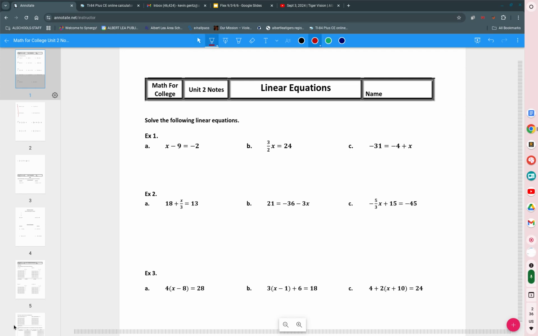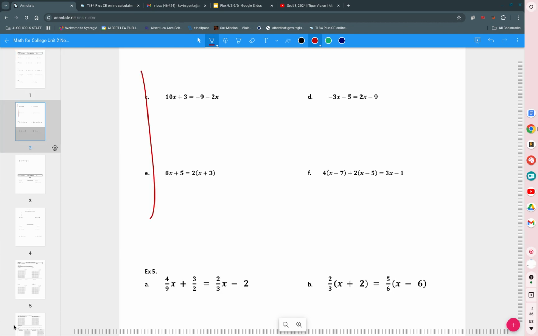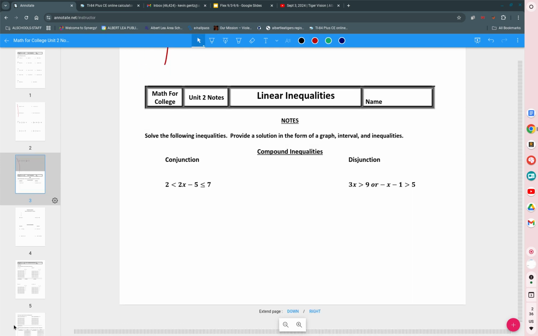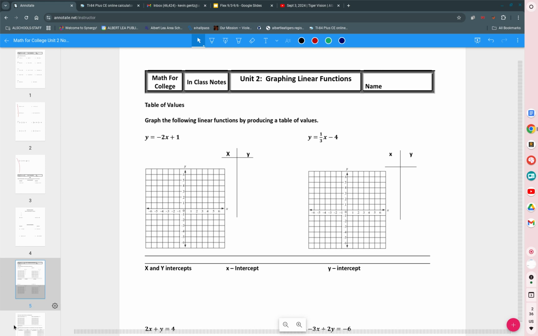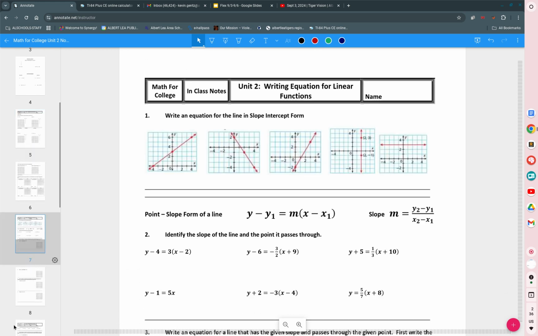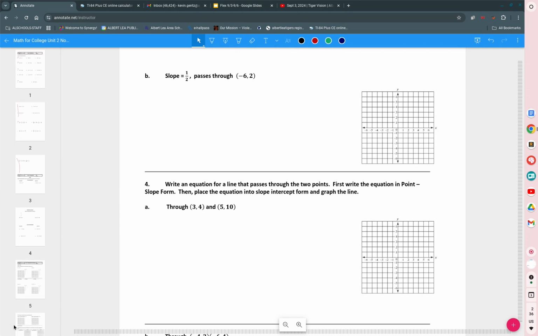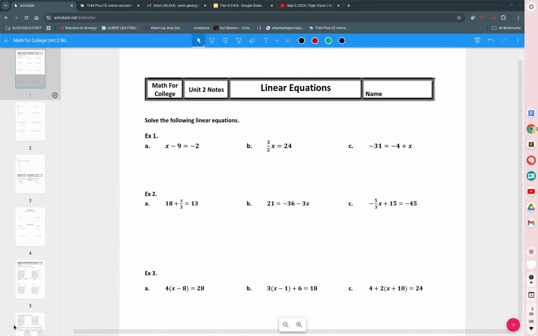These are all linear equations. If we look at the notes all the way through, everything here is going to be x to the first power. We're eventually going to get to inequalities, absolute value inequalities, graphing lines, and writing equations in slope-intercept form, perpendicular lines, and so on and so forth. So that's what we're dealing with in this section.